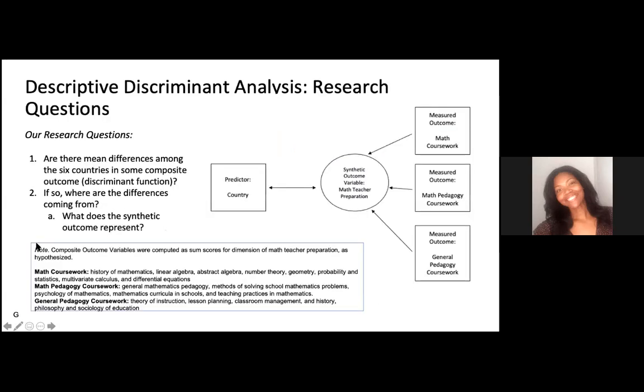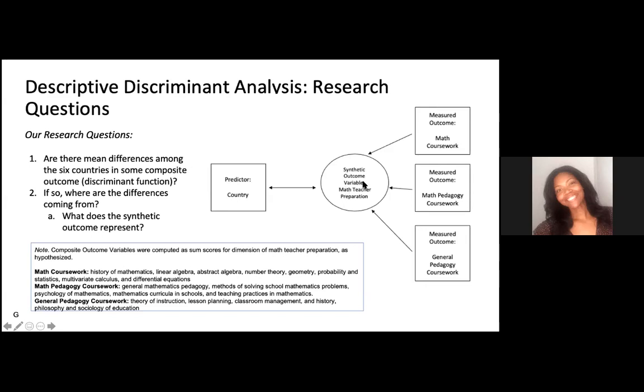Okay, so our research questions. Are there mean differences or centroid differences among the 6 countries and some composite outcome? If so, where are they coming from? So what you'll see here is a visualization or illustration of our statistical model, where we have the predictor of countries. So we're looking at the correlation, or the proportion of shared variance, between the predictor country and some synthetic outcome variable that's made up of different things that we're plugging into the model.